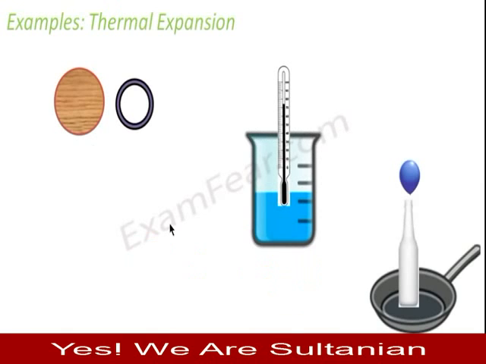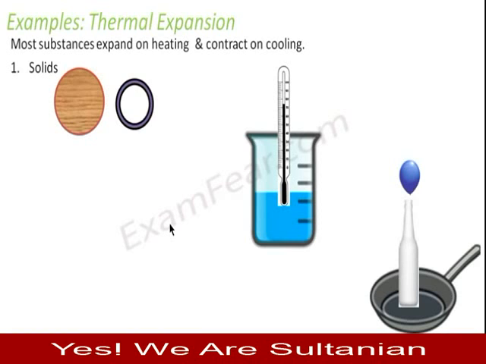So that is called negative thermal expansion. Let us look at certain examples of thermal expansion. As I told you, thermal expansion is all about increase in size of an object when it is heated. That is, when the temperature increases, the size of the object also increases. Now let us look at thermal expansion in case of solids. Most substances expand on heating and contract on cooling. However, there are exceptions, and the most important exception is water. We will discuss water in a separate slide later. Let us consider solids first.